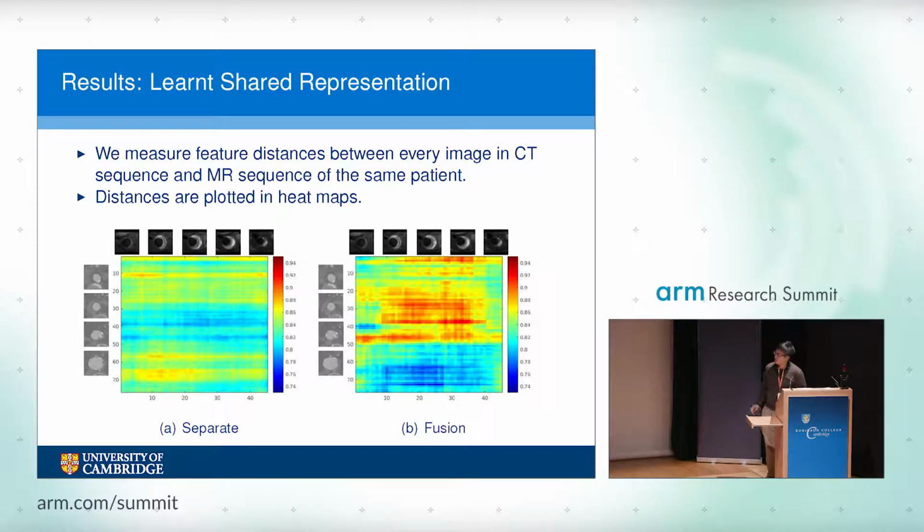So what we did is we take out the image sequence of the same patient. One is a CT sequence, and the other is an MR sequence. We compute the feature distance between each image in the CT sequence and each image in the MR sequence, and we plot this distance in a 2D matrix as a heat map. Basically, you can see that the colder the color is, the smaller the distance. The hotter the color is, the larger the distance.